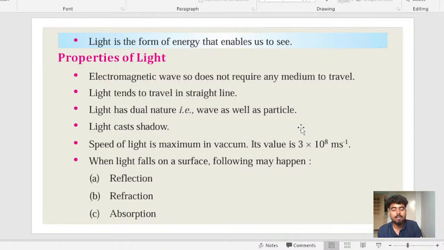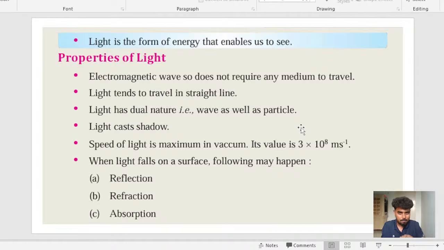Okay, when we are talking about light, what happens in light? When a light falls on the surface, what will happen? There are three possibilities. One is reflection, refraction, and then absorption. These are the three possibilities which can happen when a ray of light falls on the surface.